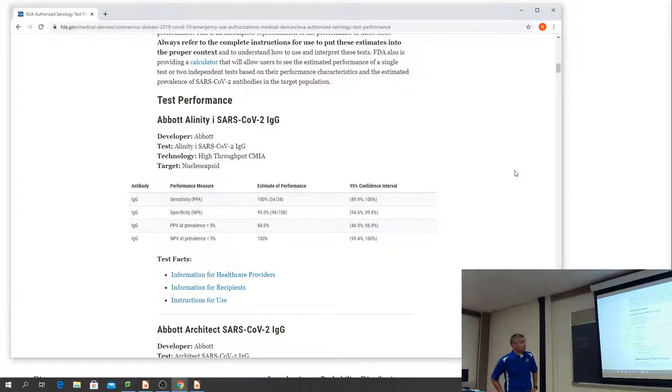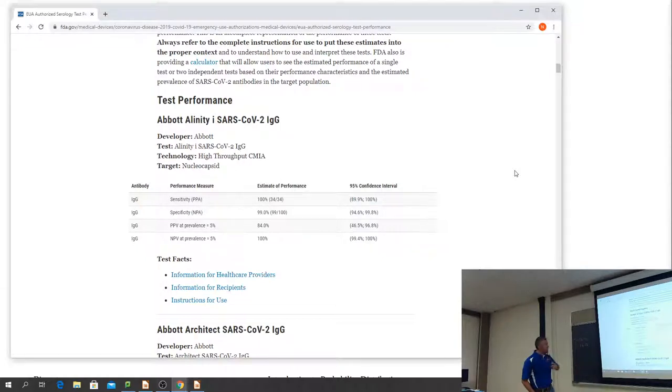This is Abbott-Alinity's test for COVID-19 testing for IgG antibodies. When you look at the performance measure, you can see these reported as sensitivity and specificity. What are those? Well, sensitivity is actually detecting it in case you do have it. Specificity is correctly not identifying it when you don't have it. So we're kind of dealing with true positives, true negatives, false positives, false negatives, and so forth.